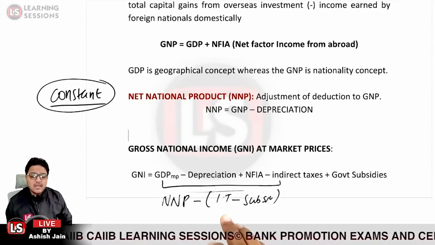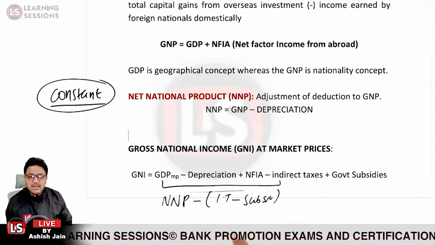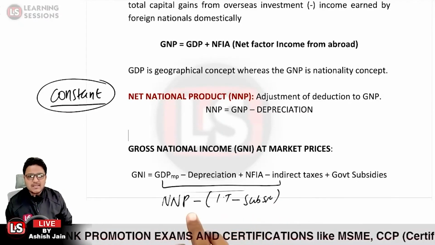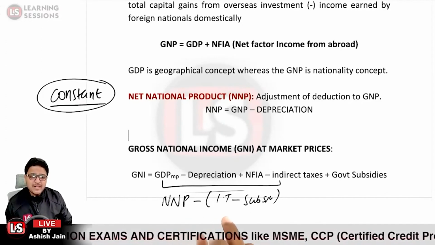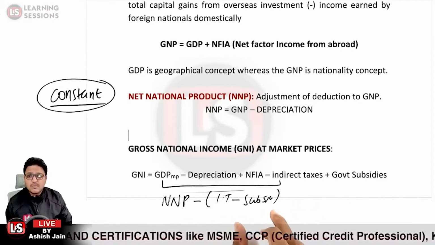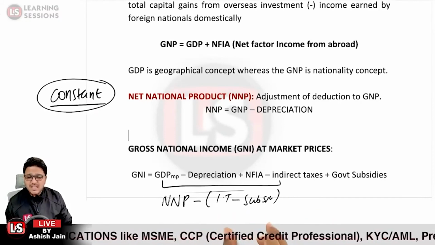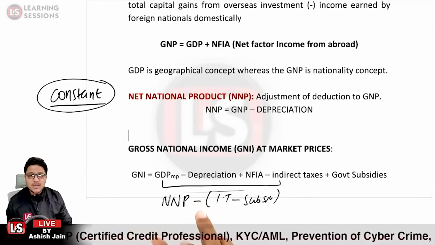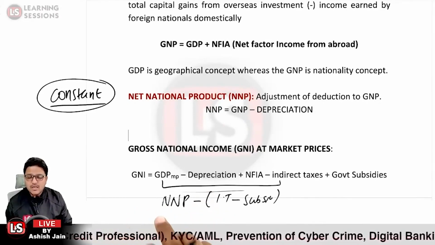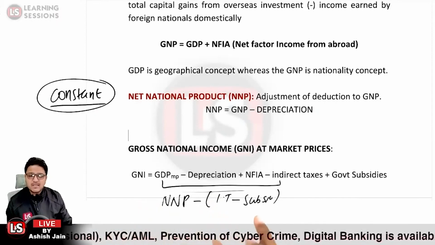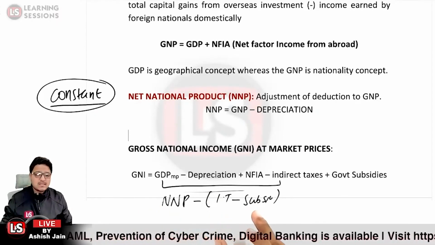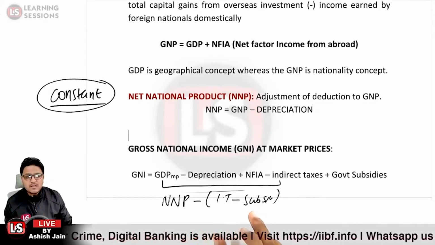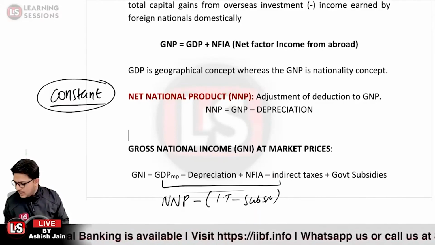So that is why it is actually indirect taxes minus the subsidy, with a minus sign. When we open the brackets, the indirect taxes will be subtracted and the government subsidies will be added. That is how this term is covered. So you just need to retain the GNI formula itself: NNP minus the indirect taxes minus the subsidy. Is that clear? Okay, so that would be related to it.